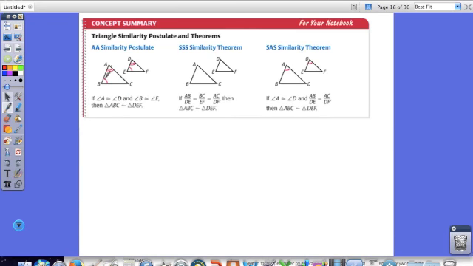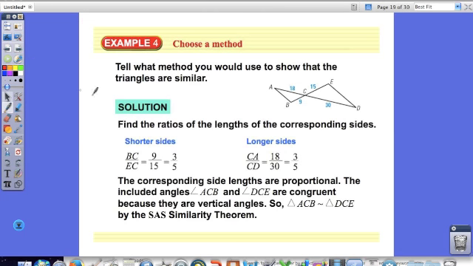So we have learned the angle-angle similarity postulate, the side-side-side similarity theorem, and the side-angle-side similarity theorem. Now we're going to get to choose a method. Tell what method you would use to show that the triangles are similar.